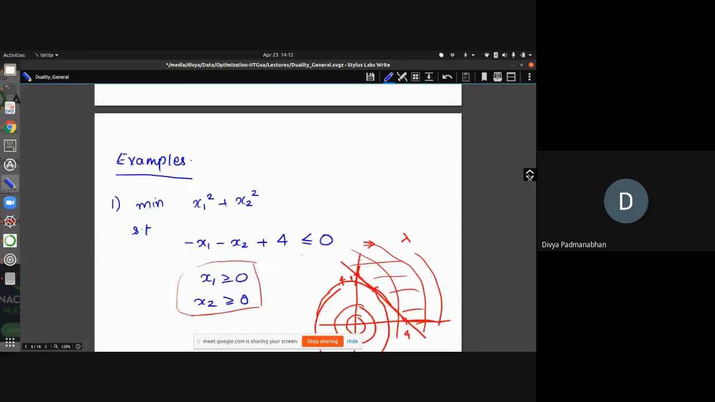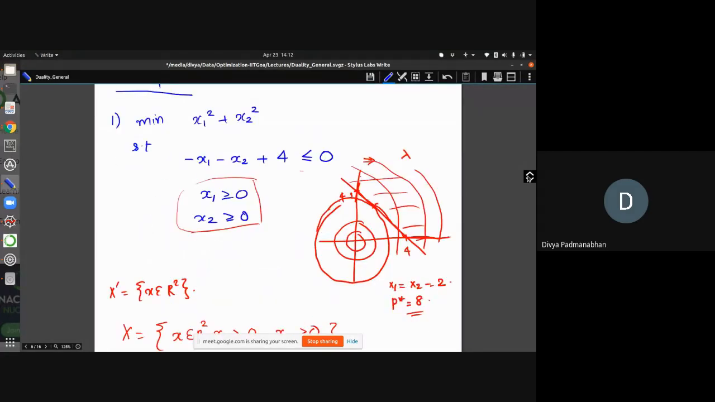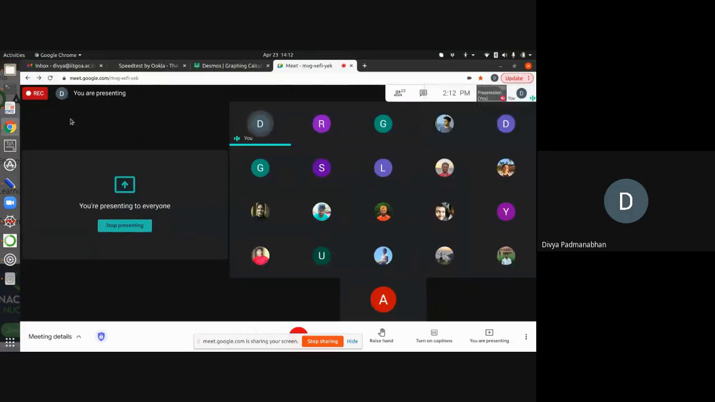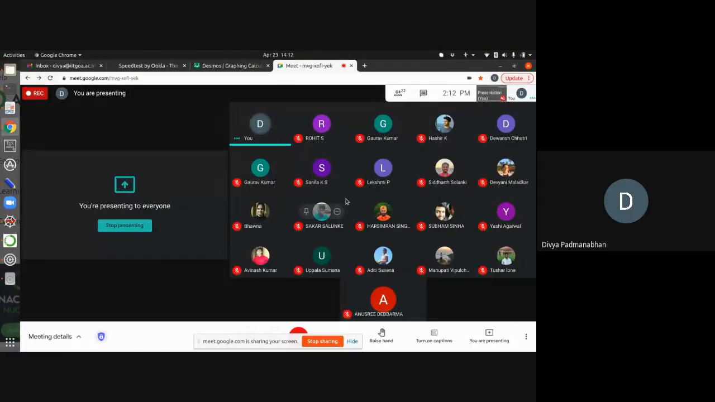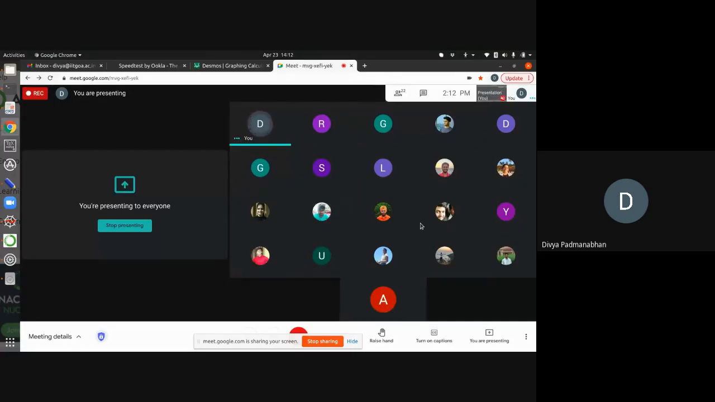And then we moved on to this example where we were trying to compute the dual. Okay. And so before that, let me just ask, are there any questions about the geometric interpretation or anything about writing the dual?